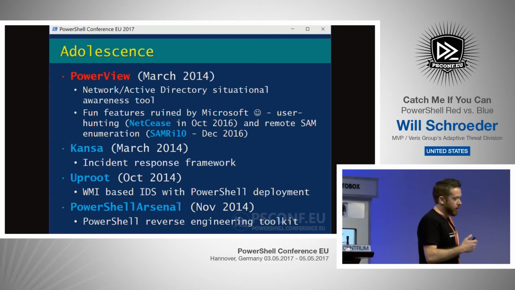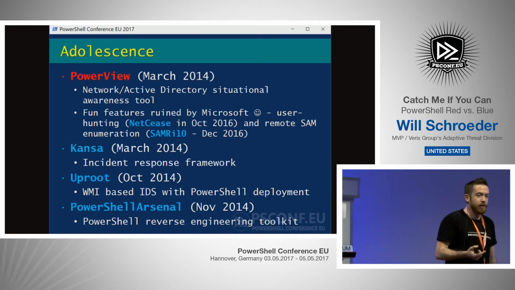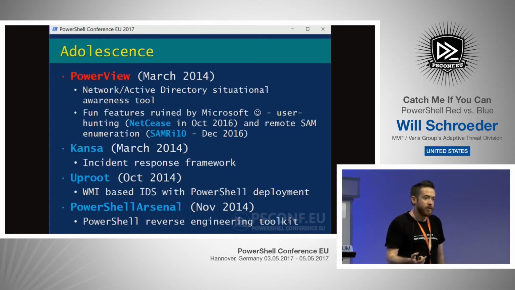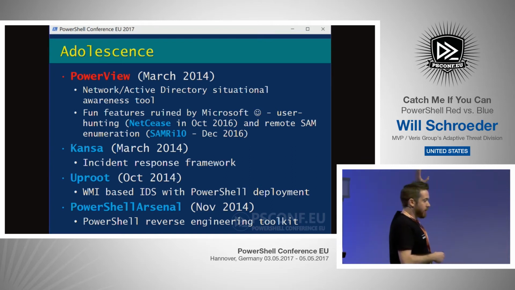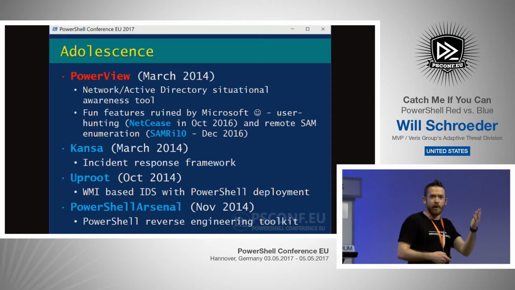In 2014, Graeber released PowerShell Arsenal, which is a reverse engineering toolkit for malware analysis. I think around this time he was doing reverse engineering at FLARE and Mandiant. So we start seeing the pace start to pick up, right? There were a few offensive tools, and then there's starting to be a large number of defensive tools that start moving in this direction.